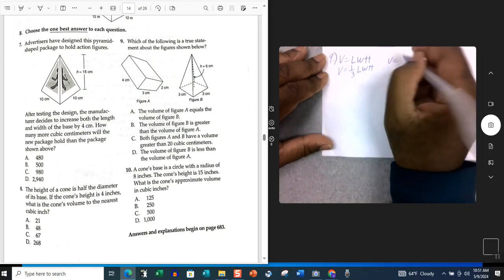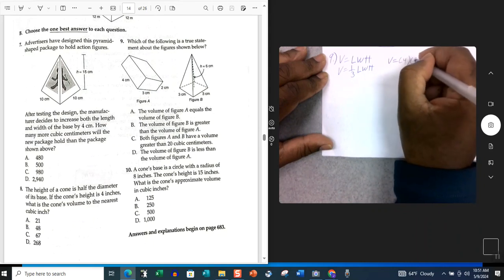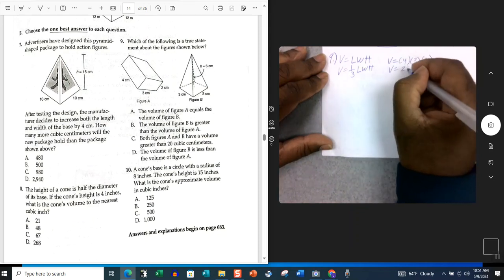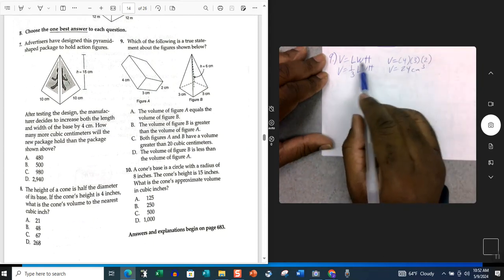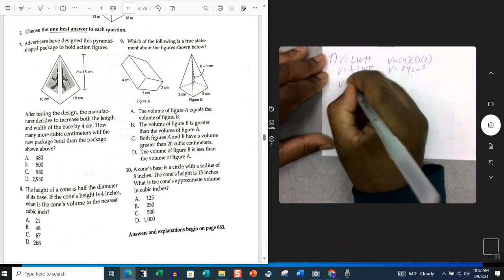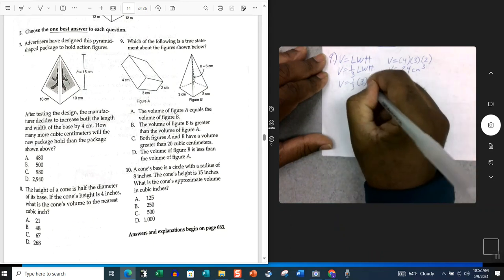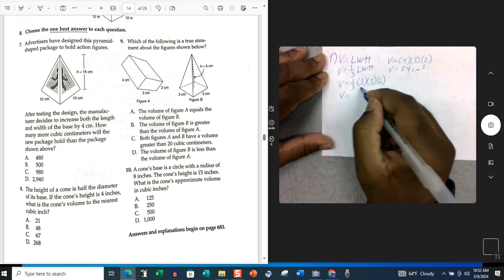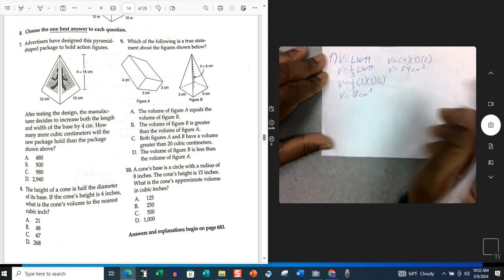So the rectangular prism, we got the length of 4, width of 3, height of 2. So the volume is equal to 24 cubic centimeters. So that took care of the rectangular prism. Now we do the triangular prism. So we have 1/3 times the length is 3, the width is 3, and the height is 6. Now if you put this in your calculator, you would get 18, and that'll be cubic centimeters.